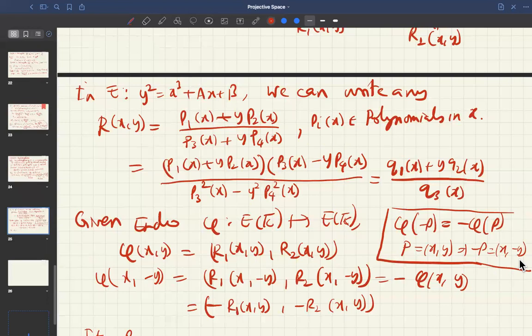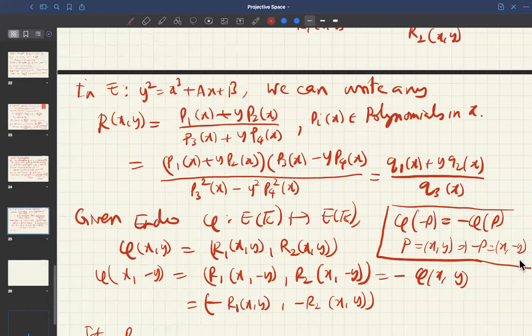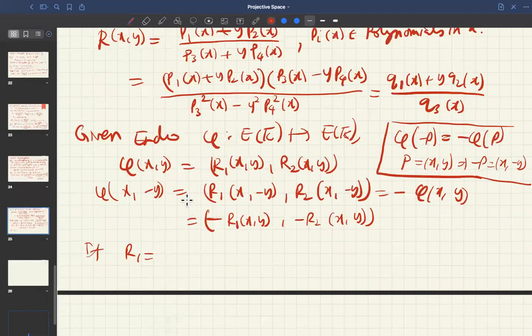Given any x and y, phi of (x, y) is given by (R1, R2). So if you replace y by minus y, then y here is replaced by minus y. Now phi of (x, minus y) has to be equal to minus phi of (x, y), which I'm writing as (R1, minus R2).